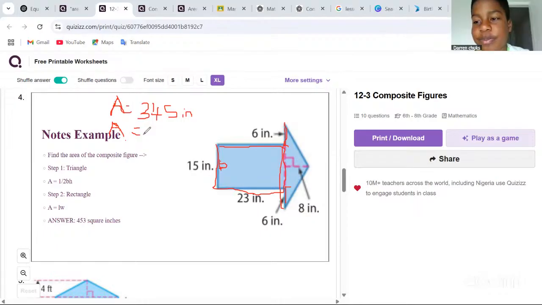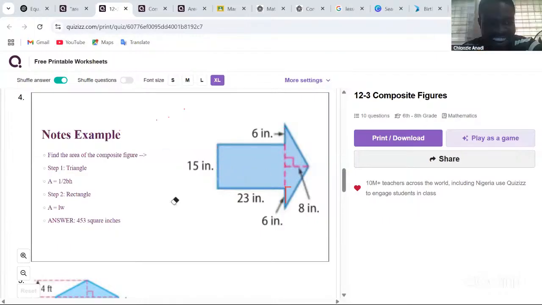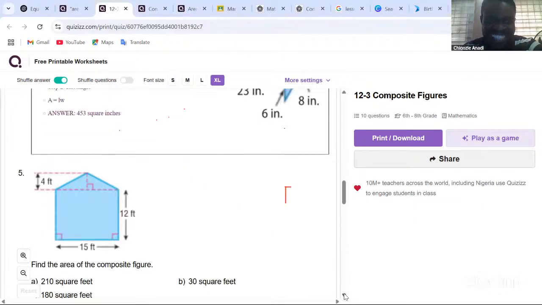Do you understand it? Yeah, I understand it because I did it in school like 3 weeks ago. Sorry, what did you say? I understand it because I did it in school like 3 weeks ago. Oh, okay. Okay, very good, very good.